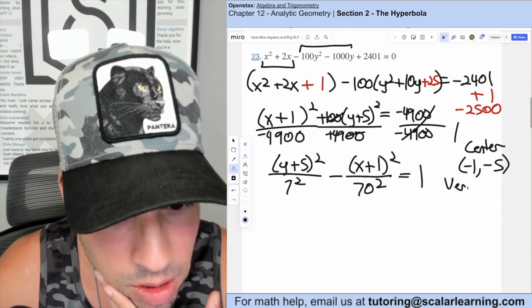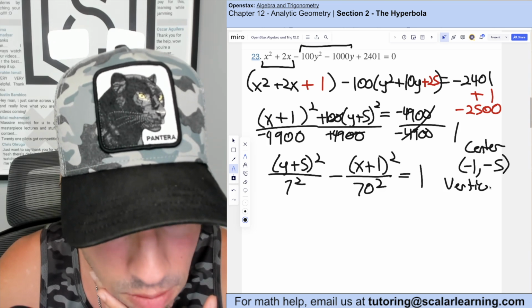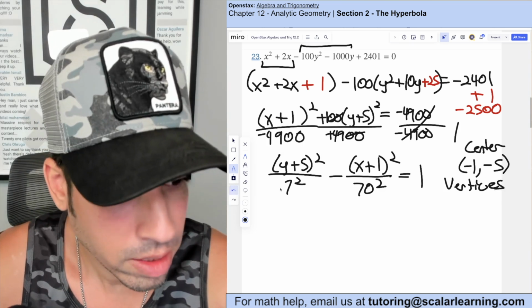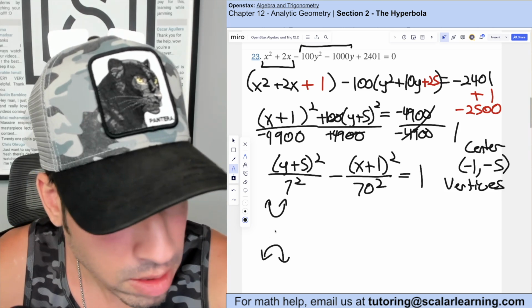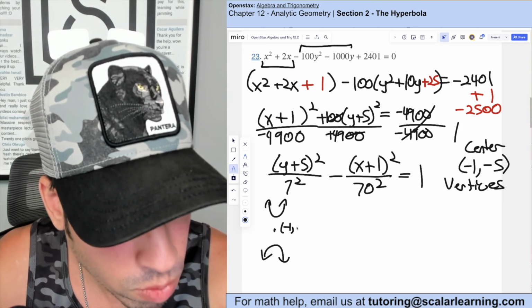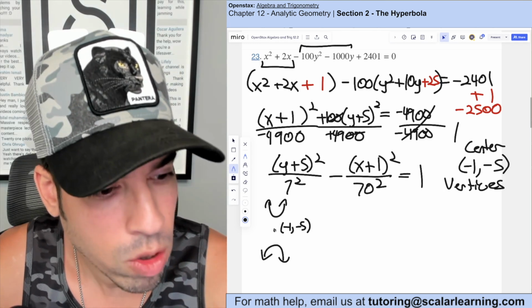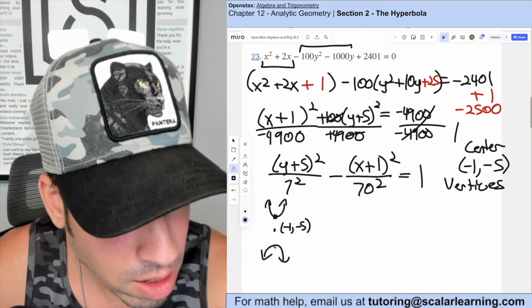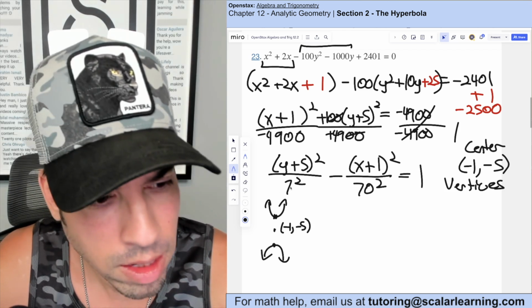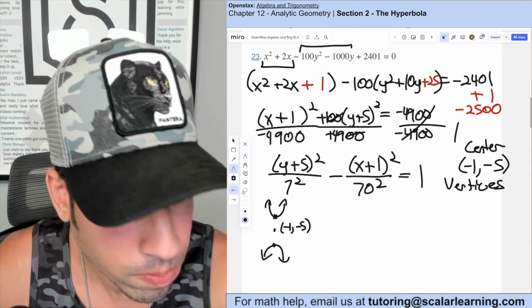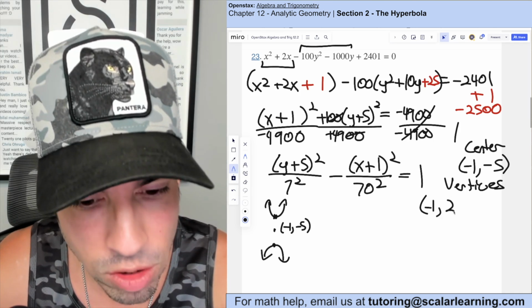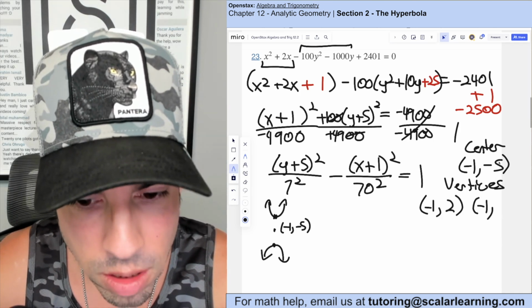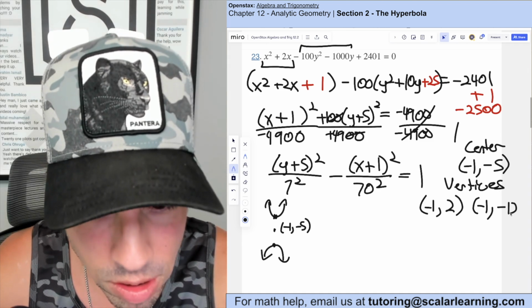And then the vertices, okay? Let's think about what this first looks like. Since the y is in front, it's going up, down like this. And that center, as we mentioned, is at negative 1, negative 5. So we're going up to the vertex, down to the vertex, up and down. And how much are we going up and down by? This value. So the vertices are -1, -5 plus 7, which is 2. And then we got -1, -5 minus 7, which is -12.